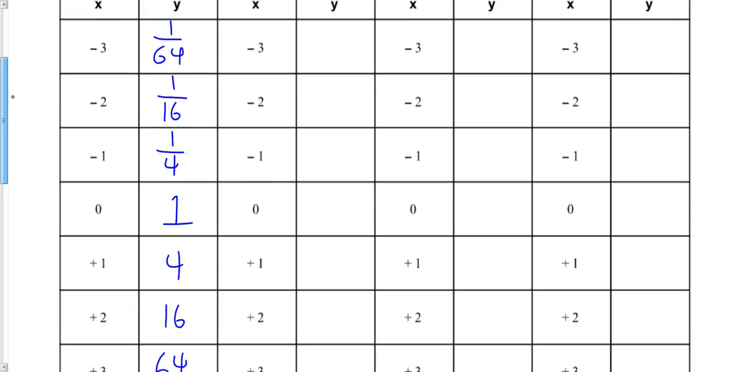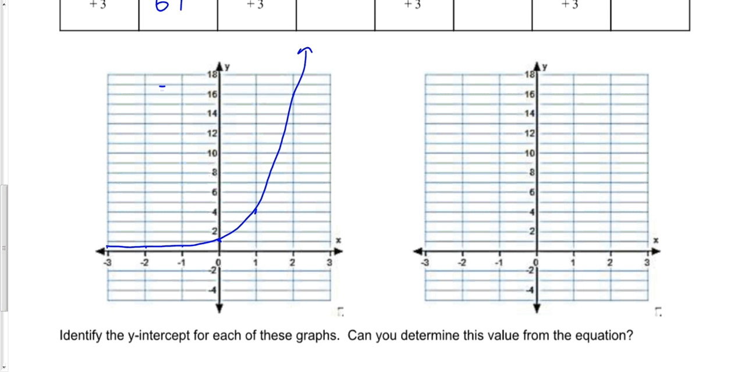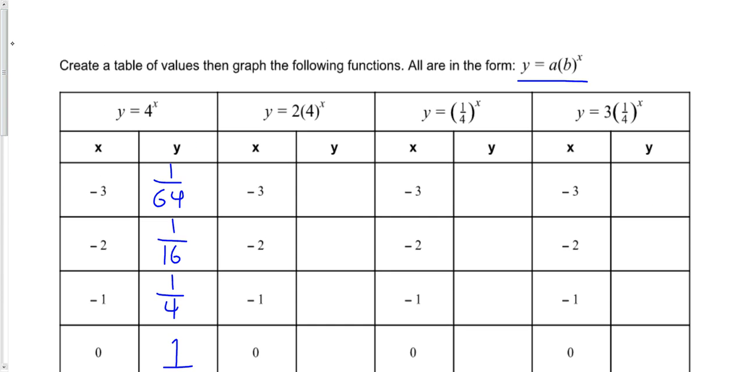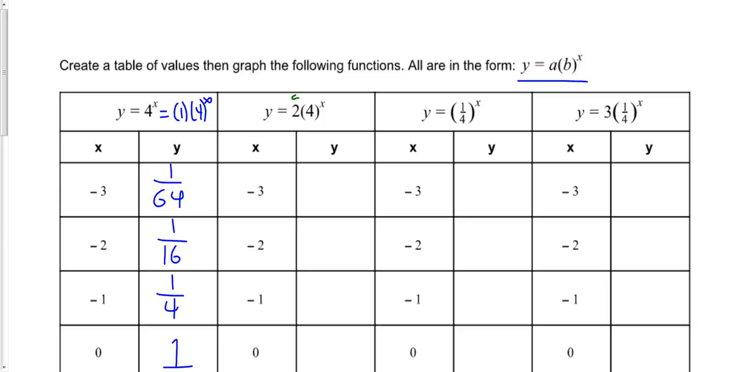Now I'm going to add in, so in this particular example, this is also equal to 1 times 4 to the x. So the a value in this first example is actually 1. Here, our a value is actually 2 in this second column. So this is our a value, and this is our b value.